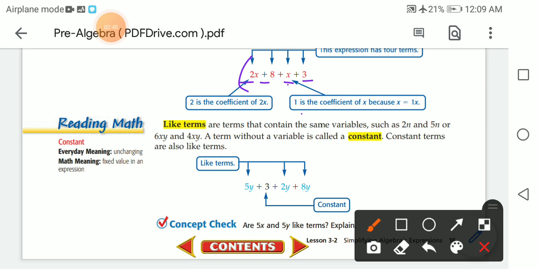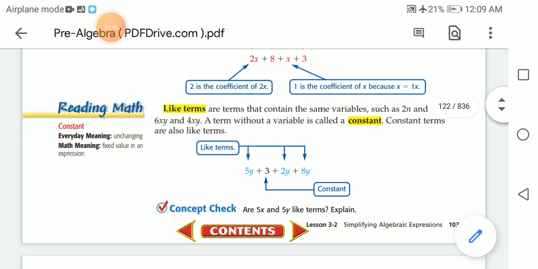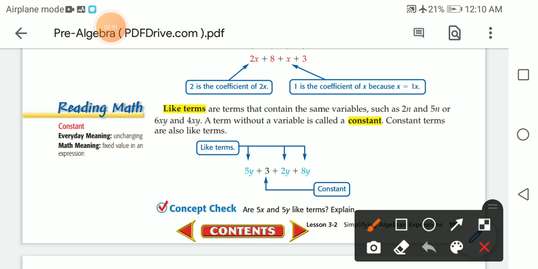Okay, like terms, focus here. Like terms are terms that contain the same variables. When I say focus, this is something very important. Like terms are terms that contain the same variables, such as 2n and 5n, or 6xy and 4xy. A term without a variable is called a constant. Constant terms are also like terms. So 3 here is a constant, but 5y is a variable, right?